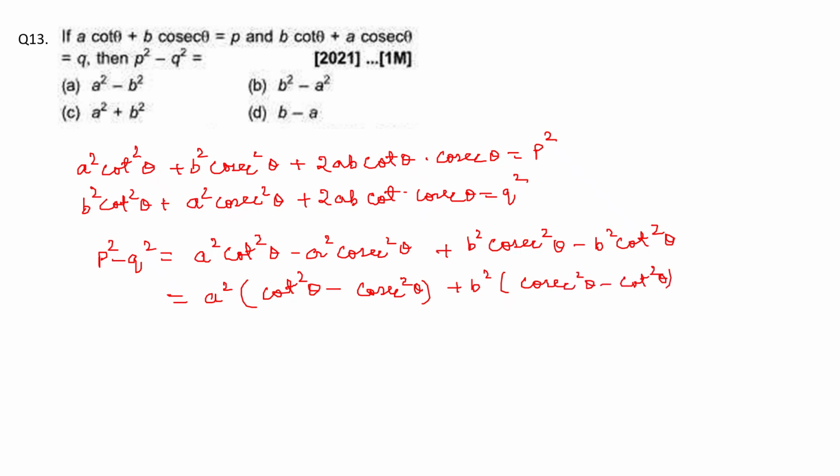Now this is identity. Cosec square theta minus cot square theta is 1. But here it is cot square theta minus cosec square theta. So it will be minus 1. So A square into minus 1 is minus A square plus B square. Let's rearrange it. So it is B square minus A square. So option B will be the correct answer.